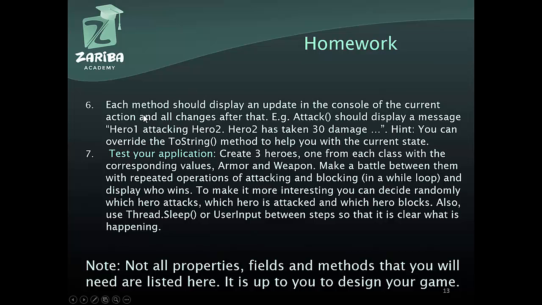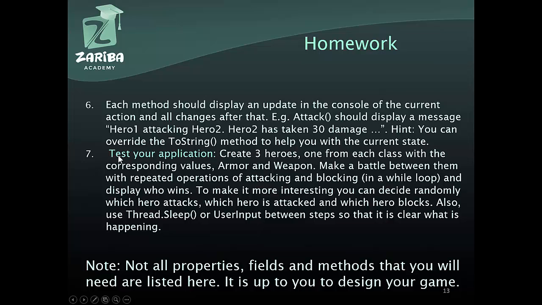Okay, each method should display an update in the console, so something similar to what I did. So like status of your hero, the hero that has been attacked, and so on. What kind of operation are you doing? So once you attack, someone should display hero 1 attacking hero 2, has taken 30 damage, and so on. So something descriptive of the state of the heroes and so on.